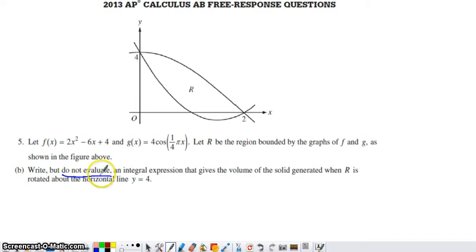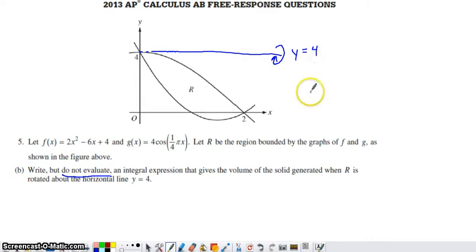So we want to write but not evaluate an integral expression that gives the volume of the solid generated when this entire region is rotated about the horizontal line y equals 4. So y equals 4 would be right here. And so what we're doing is taking this region and thinking about pulling it off the screen toward us, rotating it about y equals 4, and trying to find the volume of the solid that results.